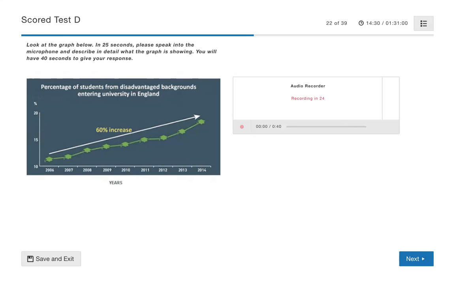Percentage of students from disadvantaged backgrounds. 2006 to 2014.